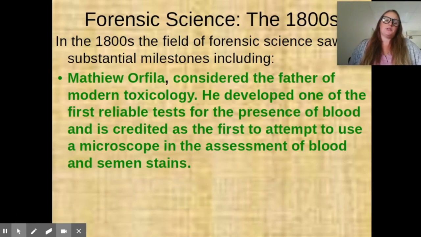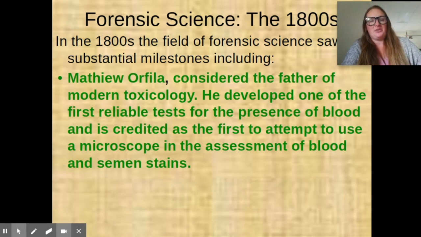Forensics in the 1800s. In the 1800s, the field of forensic science saw substantial milestones, including Matthew Orfila, I don't know how to say his name, considered the father of modern toxicology. He developed one of the first reliable tests for the presence of blood and is credited as the first attempt to use a microscope in the assessment of blood and semen stains. So this was way before you would have been using microscopes for that kind of thing.